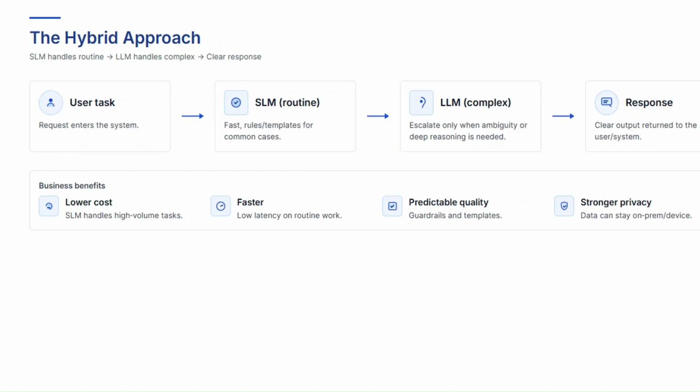The most effective AI systems today use a hybrid approach. Here is how it works. A user request enters the system. Routine tasks are handled instantly by an SLM. Only complex or ambiguous cases are escalated to an LLM. The final response is delivered to the user. This approach delivers lower cost, faster response time, predictable quality, and stronger data privacy. It's not about choosing one model, it's about using each model where it fits best.